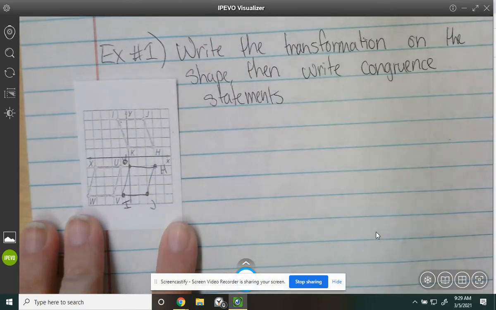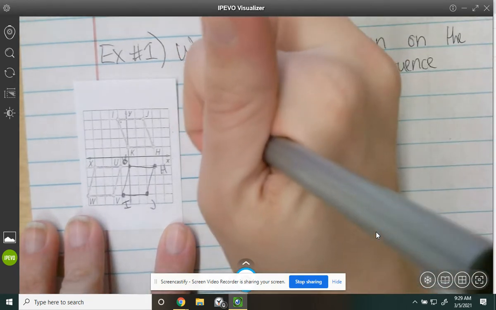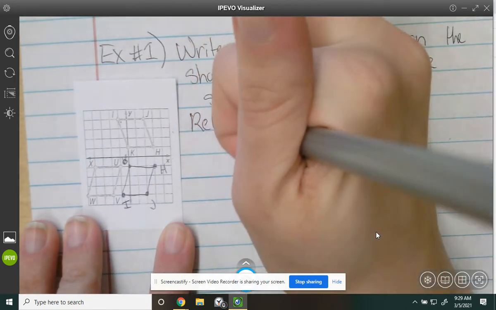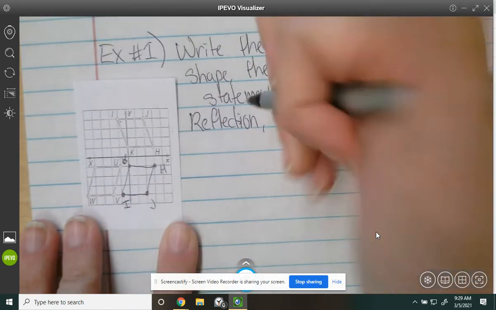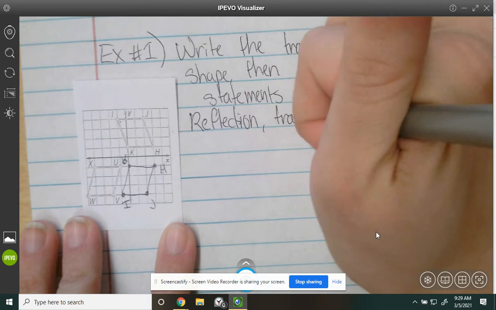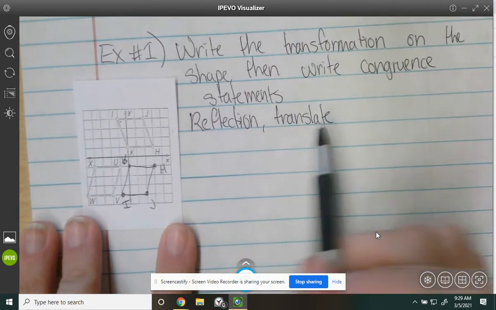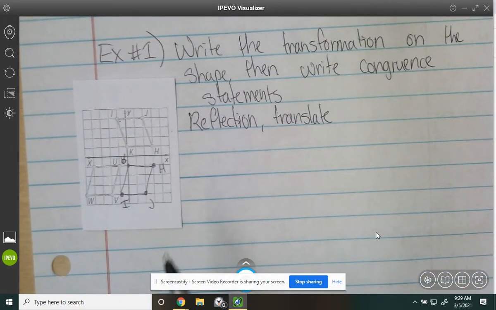Okay, so that's my reflection, which is great, but that's still not where this shape is. So I'm going to say reflection first. What do I have to do to get this shape right on top of that one? All I have to do is translate. So reflection and then translate would be my transformation that happened.